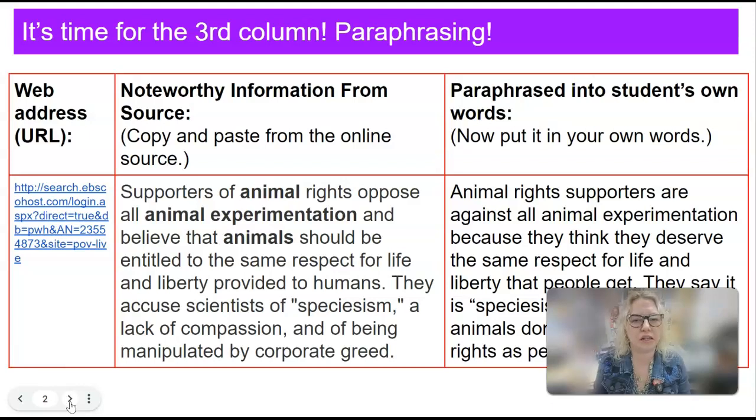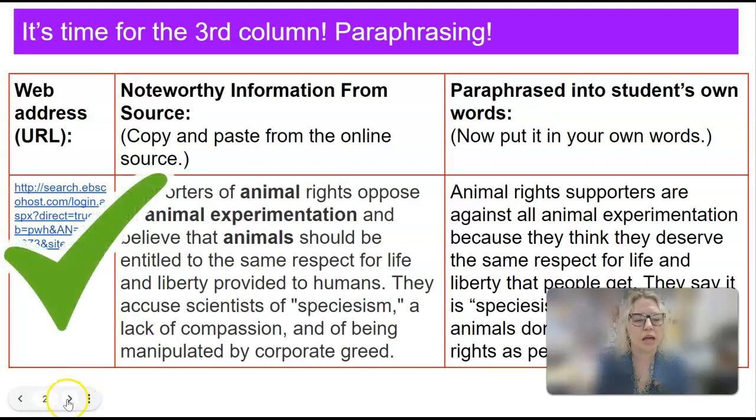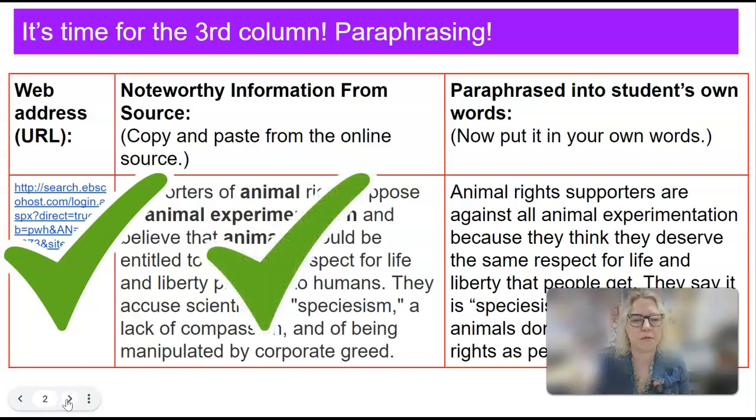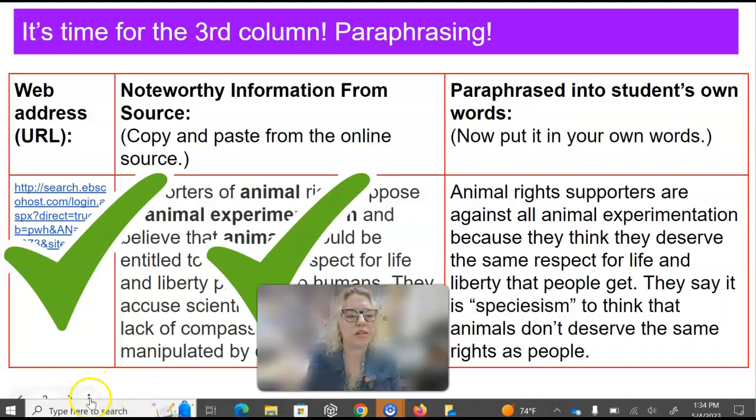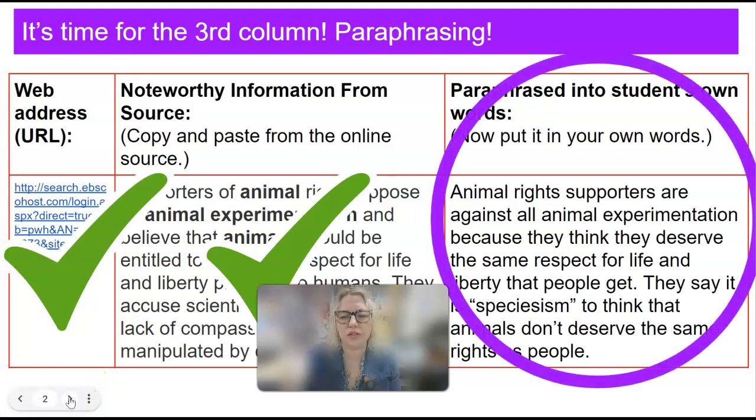This is your note-taking document, right? And we talked in step 2 about how to copy and paste URLs with your source. In step 3, we talked about how to find noteworthy information to copy and paste into that second column. Now we're going to be talking about what to do with it afterwards: paraphrasing, and how to do that.